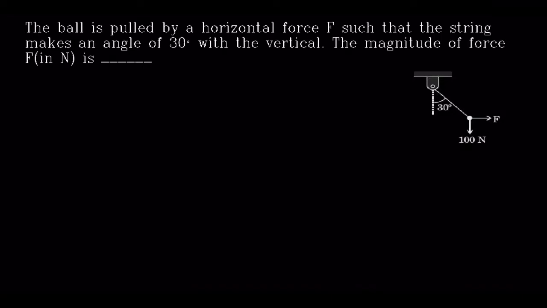So such a physical situation can arise in many of the mechanics problems, and I will show you a simple problem here. There is a ball pulled by a horizontal force F such that the string makes an angle of 30 degrees with the vertical. Then find the magnitude of force F. That's what the problem is.